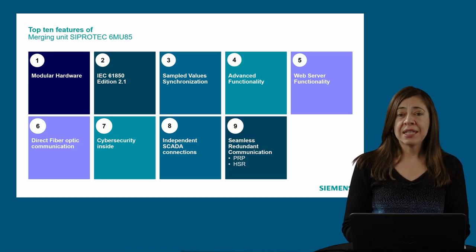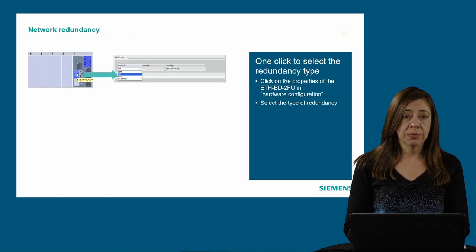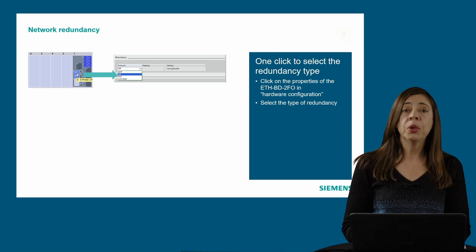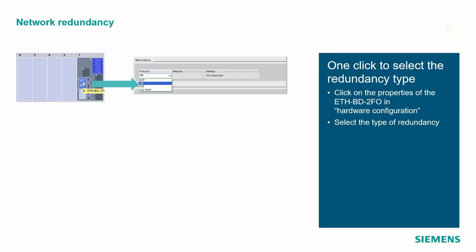Feature number 9, seamless redundant communication. So with only one click in DIGSI 5, it can be selected if the network is going to work in a PRP or in an HSR configuration.